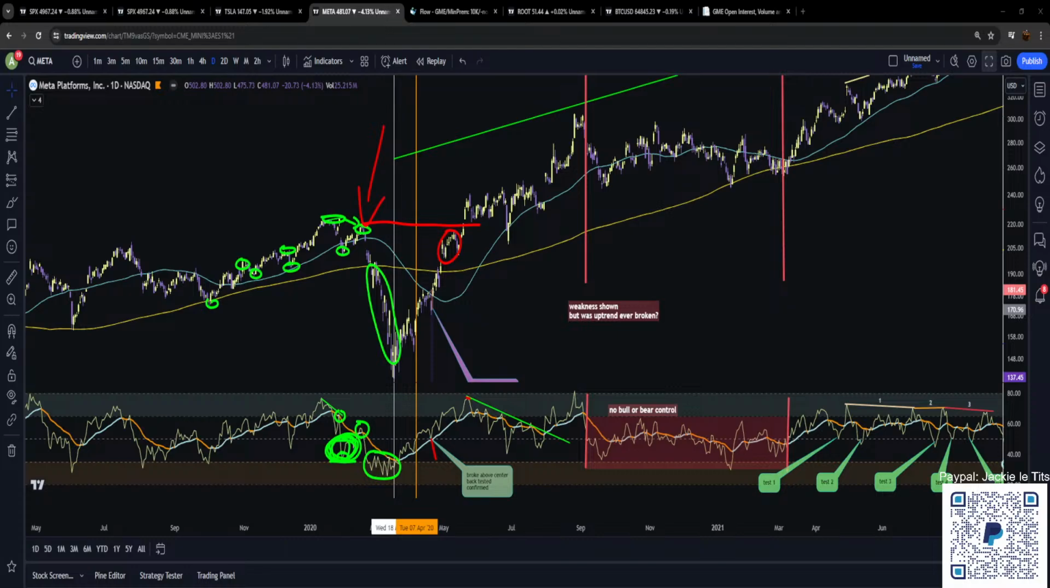But this is where I'm going to start messing with you guys, because this is where we're going to start showing off how the RSI can be used with support and resistance. This is some crazy stuff.